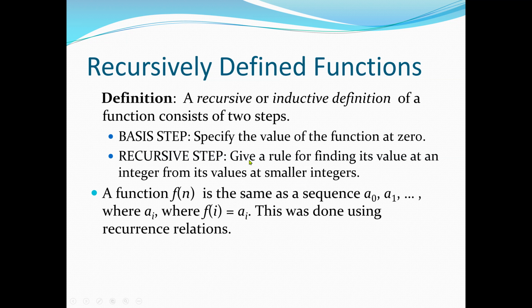Because in terms of factorial, we know factorial of 5 means 5 times 4 times 3 times 2 times 1. So we can see that we are repeating the same thing over, just by reducing by 1. And that's the concept of recursion, the reoccurrence of an event.